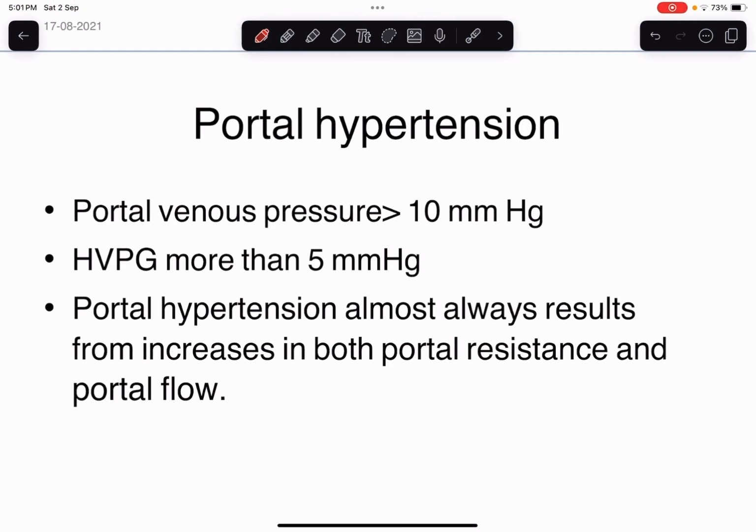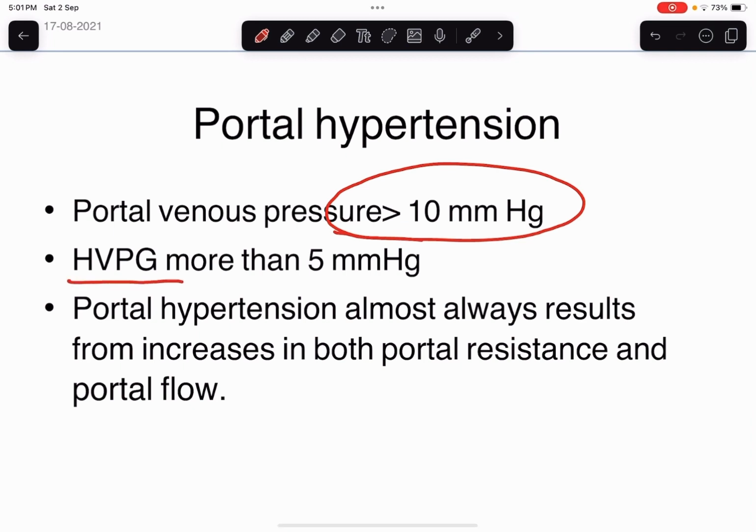Portal hypertension means when the portal venous pressure is above 10 millimeters of mercury, or the hepatic venous pressure gradient is more than 5 millimeters of mercury. So this is the definition of portal hypertension, when you call that the person is having portal hypertension.